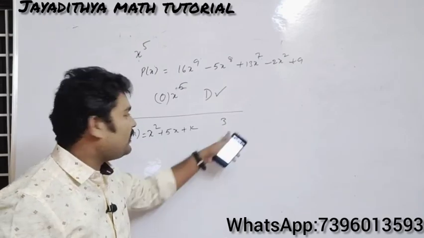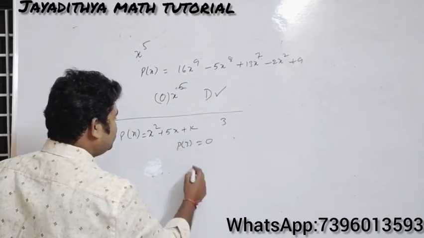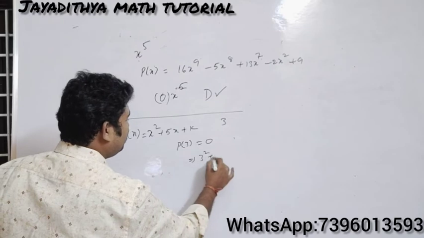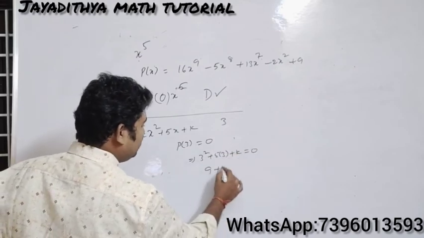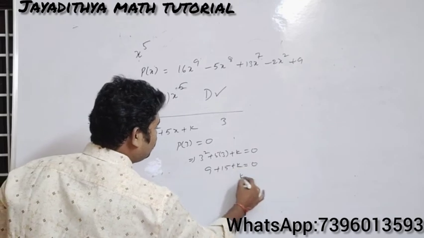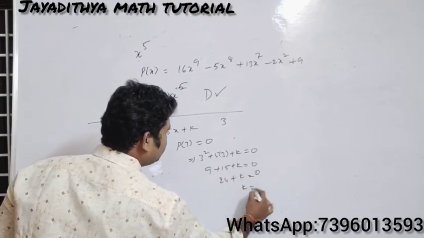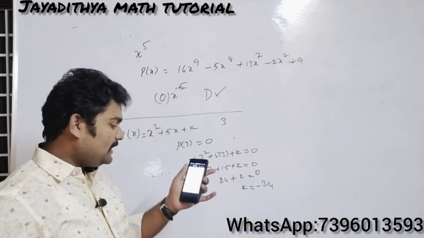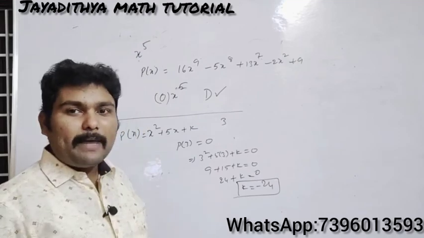Why should it be equal to 0? Because 3 is the zero of the polynomial. So take p of 3 is equal to 0. This gives 3 square plus 5 into 3 plus k is equal to 0. So this is 9 plus 15 plus k is equal to 0, this is 24 plus k is equal to 0, and k is equal to minus 24 now. But in the question you don't have any option such that k is equal to minus 24.